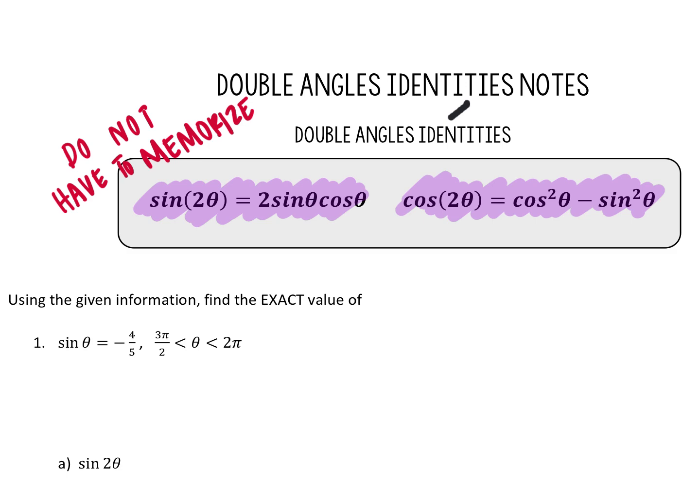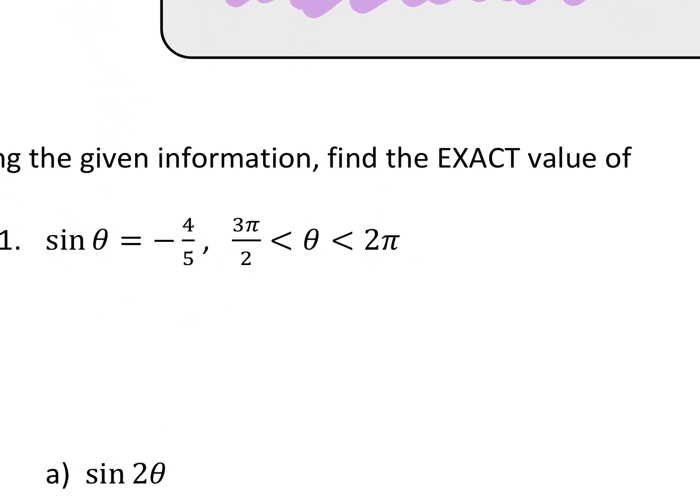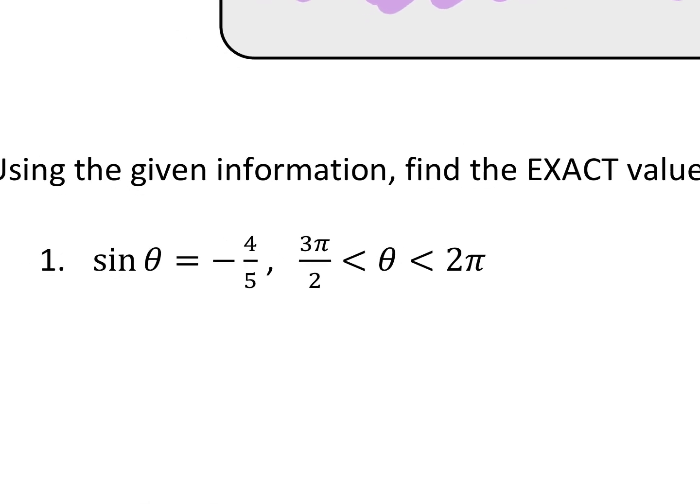Just like yesterday, your problem is going to start off by giving you some information about our triangles. So on number 1, we're given that the sine of theta is negative 4 over 5. So we know the opposite is negative 4, the hypotenuse is 5. We're also given that the angle theta is in between 3 pi over 2 and 2 pi. So that puts us in quadrant 4.